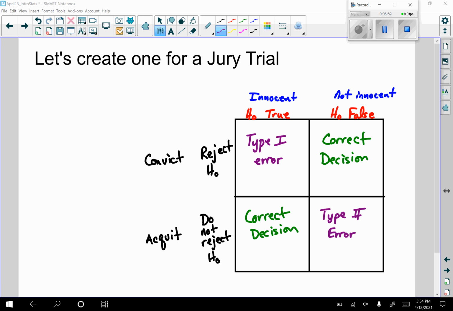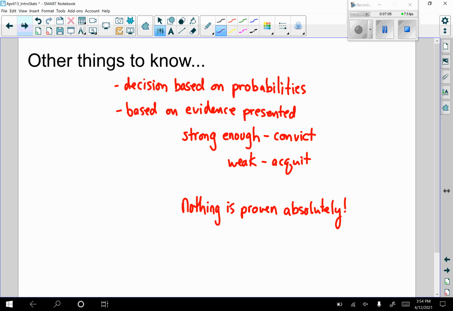So just like at the end of yesterday's lesson, there's a few more things to know about hypothesis testing. We base our decision on probabilities. It's also based on evidence presented. If the evidence is strong enough, for example, in a jury trial, they would convict. If we don't have enough evidence, we would acquit.